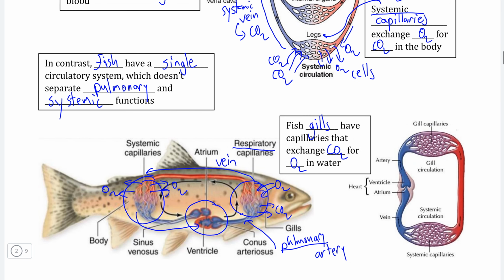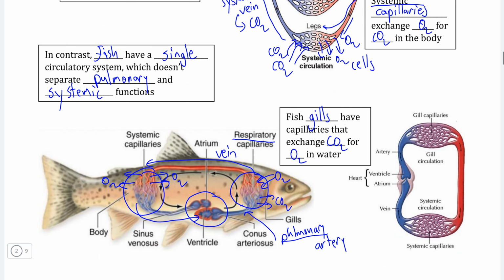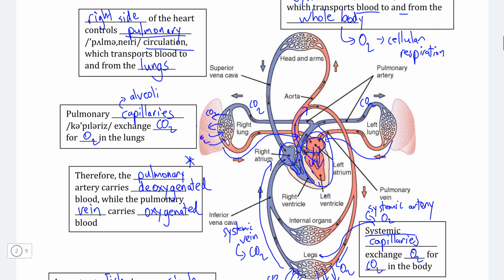And generally, because a fish is much smaller than a human, it doesn't actually require a double circulatory system, because one atrium and one ventricle are strong enough in order to pump blood throughout the entire fish's body, whereas larger organisms such as humans require separate pulmonary and systemic halves.